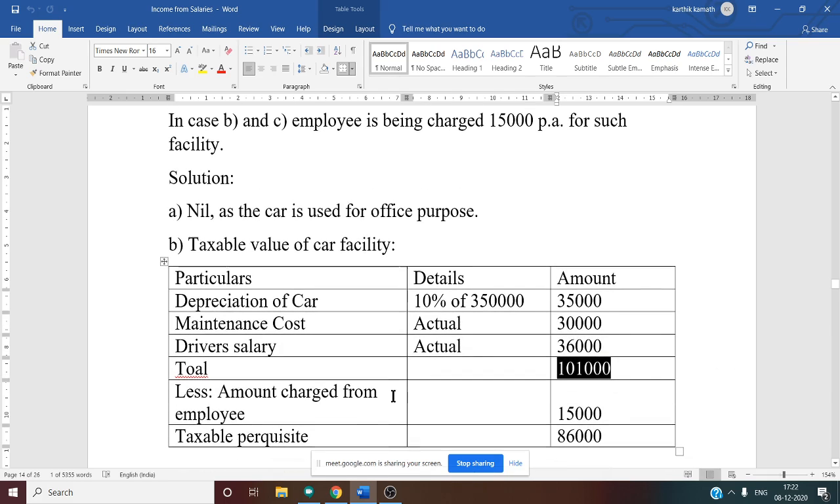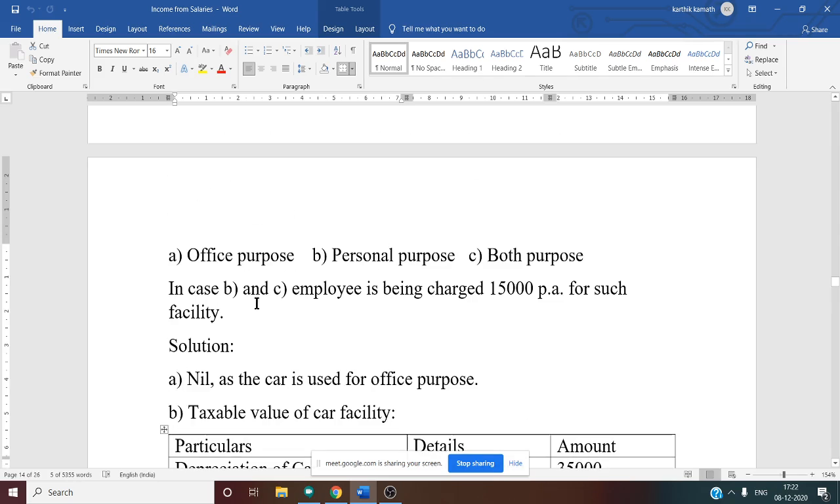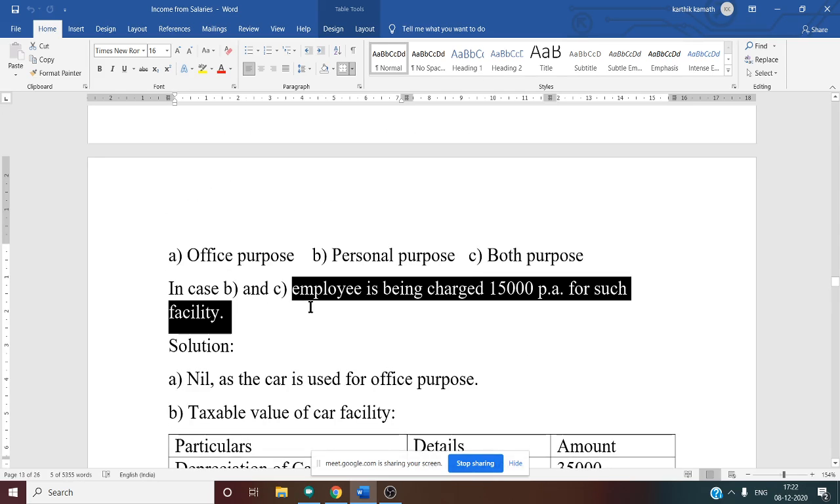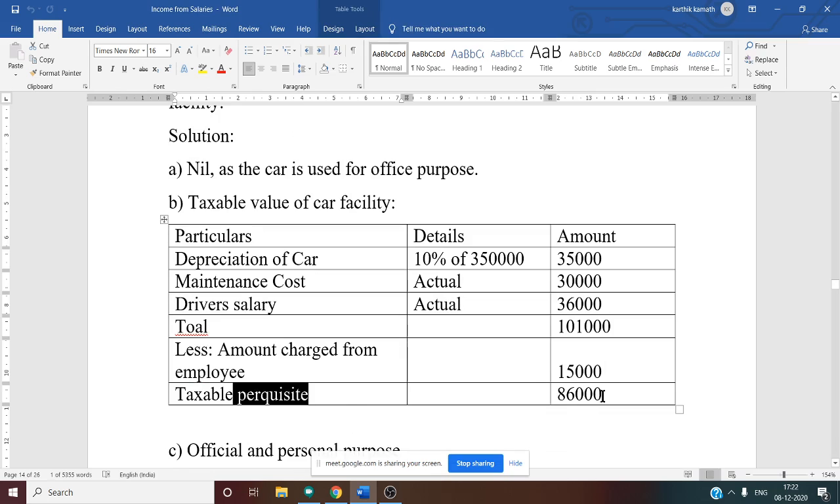From this amount, the amount charged from the employee we have to deduct. That is given in the last sentence of the problem. Employee is being charged 15,000 per annum. That is one year 15,000 taken from the employee. That we have to deduct. So the taxable perquisite value is 86,000. This is the answer for point number B, only for personal purpose.